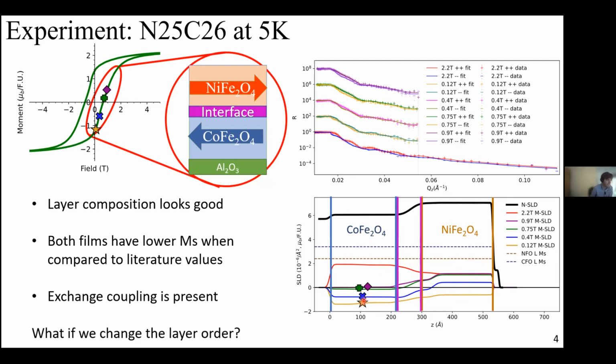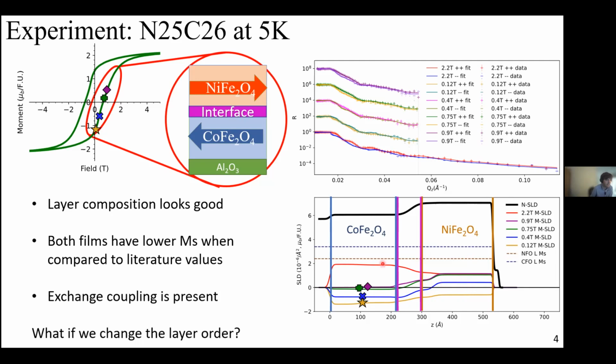On this orange line, we've measured at this star here, which is at this point in the hysteresis. So our bilayer was negatively magnetized. And we see here on the MSLD that CFO has a negative magnetization. We see again a gradient at the interface, and we see NFO has a negative magnetization. Not so interesting. Then we go to 0.4 Tesla. We see now NFO has a lower magnetization. The interface still has a negative magnetization, but our NFO has magnetically switched and shows a positive magnetization.